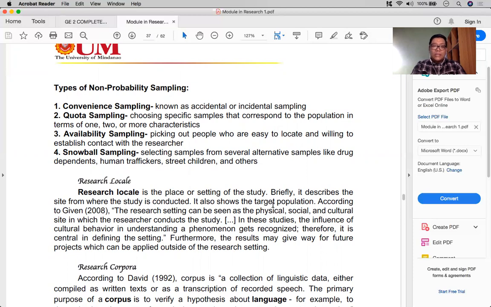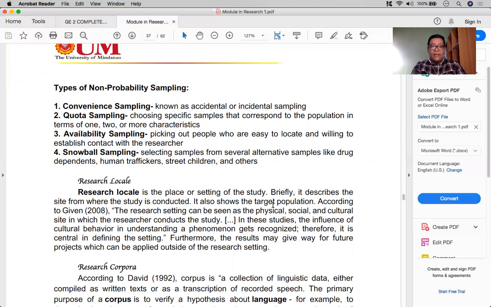You also have quota sampling. You choose specific samples that correspond to the population in terms of 1, 2, or more characteristics. Let's say within the day, you have set, let's say, 5 people to be interviewed. And then based on the selection criteria, you just choose 5. Okay? Whoever is qualified based on the selection criteria that you set.